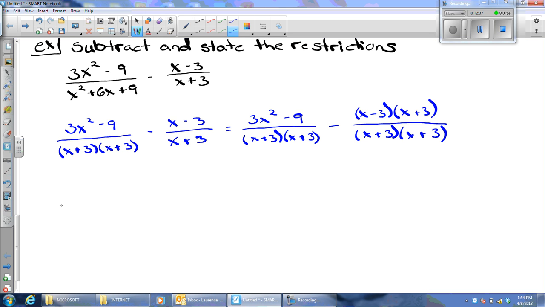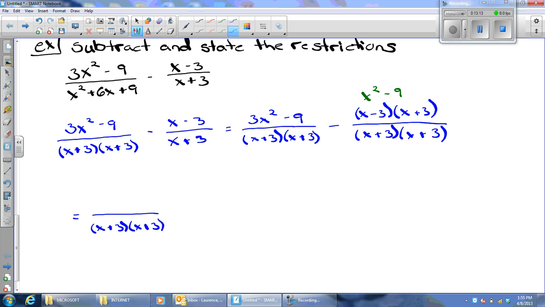So actually, before I subtract, I'm going to FOIL the top, or the numerator. So when I FOIL this, I get x squared minus 9. Okay, so that's going to help us out when we are subtracting. So I know that my denominator is going to be x plus 3, x plus 3.